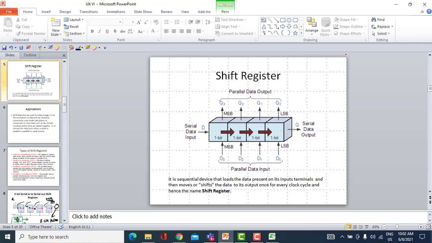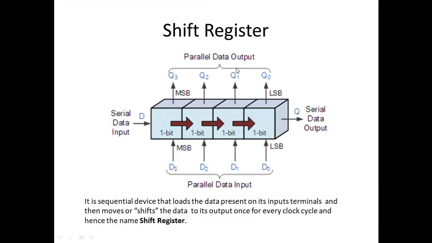So in serial data input and parallel data output, the direction of your data movement will be from this side to this side. Hence, the next type of shift register that we are going to discuss is serial data input and parallel data output, which we have discussed.